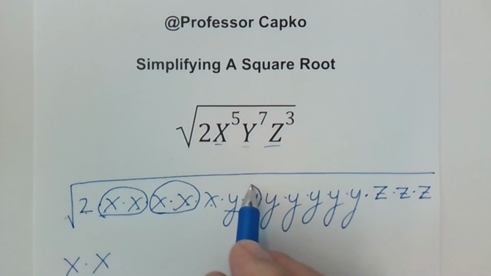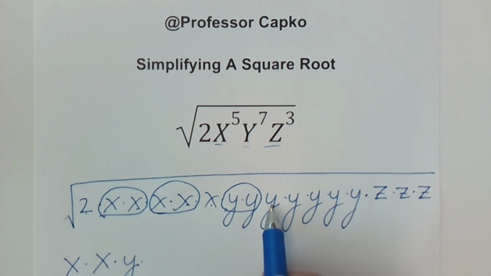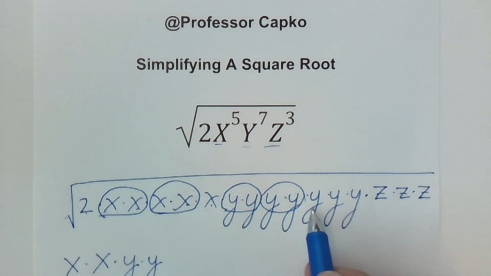I've got a pair of y's here, so I circle it. That becomes 1 y on the outside. The next, I've got 2 y's. Circle them. That becomes 1 y on the outside. 2 more y's. I circle those, and that's a y on the outside here.